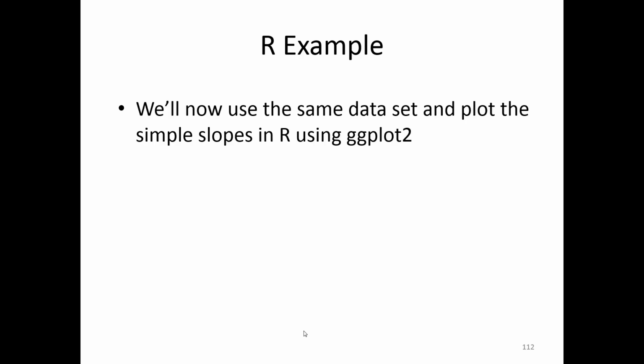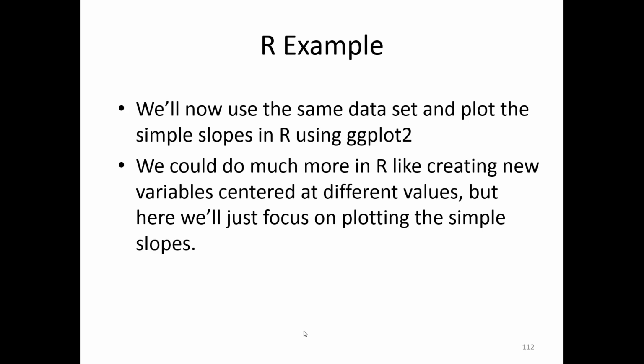All right, so that was our JASP example. Now we're going to do an R example with the same data set. So I'll now use the same data set and plot the simple slopes in R using ggplot2 from Tidyverse. We could do much more in R, like creating new variables centered at different values. I think we'll actually do a little bit of that. But here we're just going to focus mainly on plotting the simple slope.